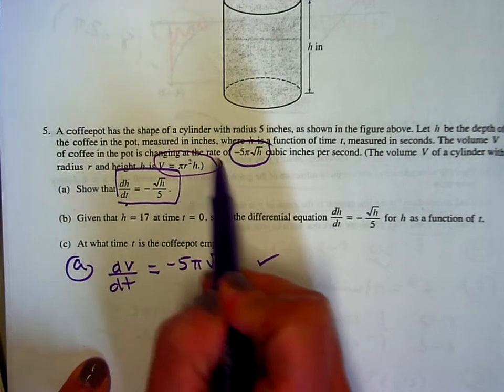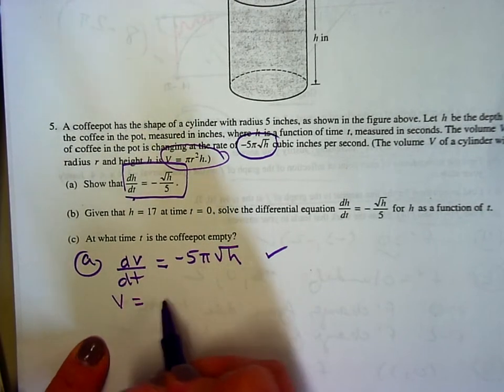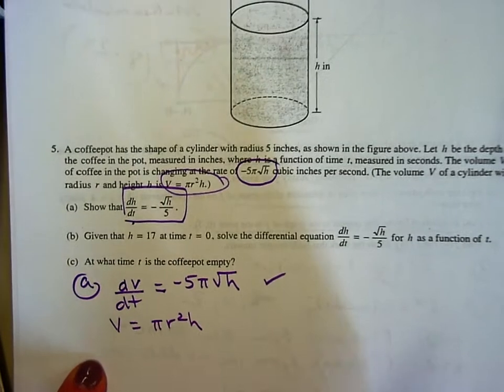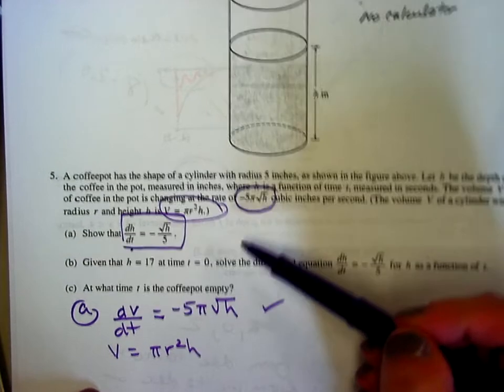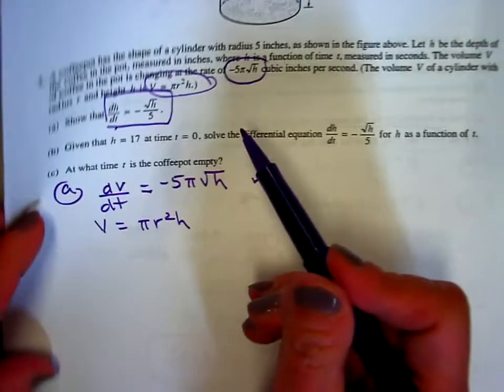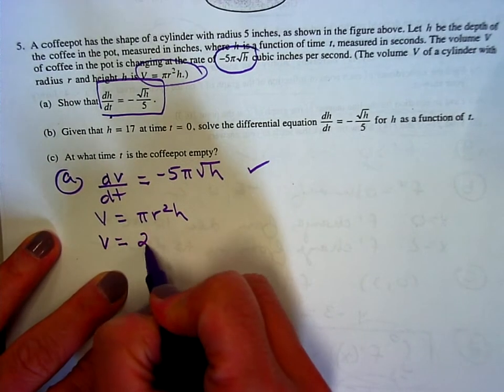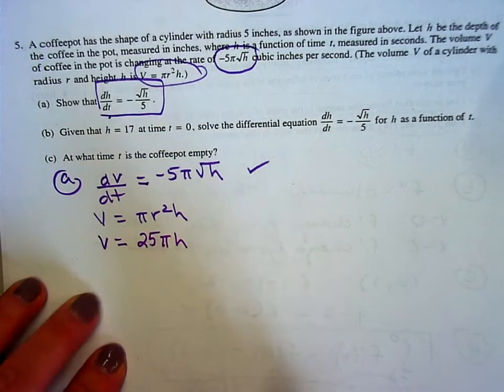I'm going to use this equation for volume, which is given. Okay, now there is one constant in this problem. The height is changing, but the radius never changes. So I can plug in 5 for r right away, and if I plug in 5 for r, this is my equation for the volume.